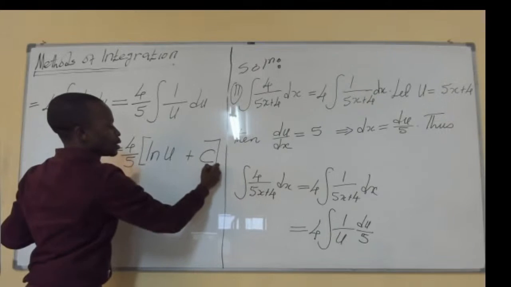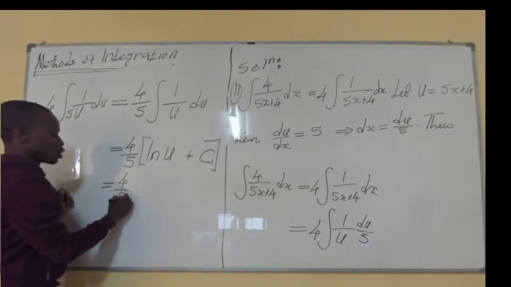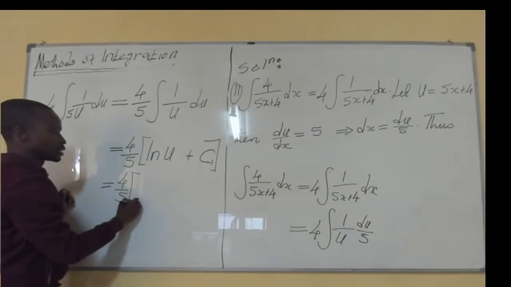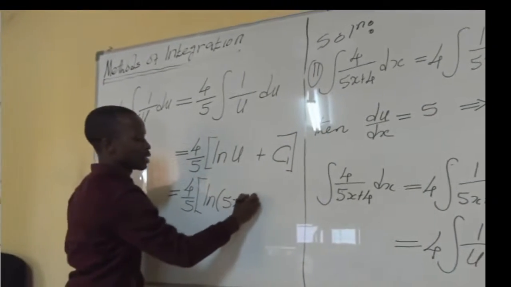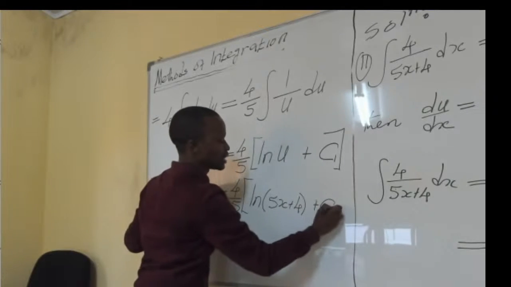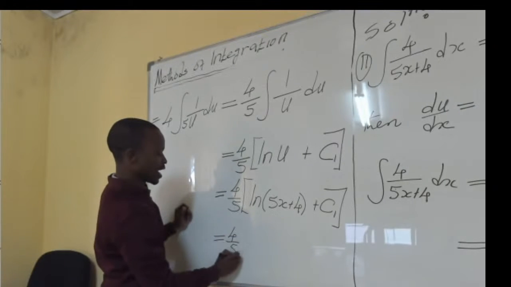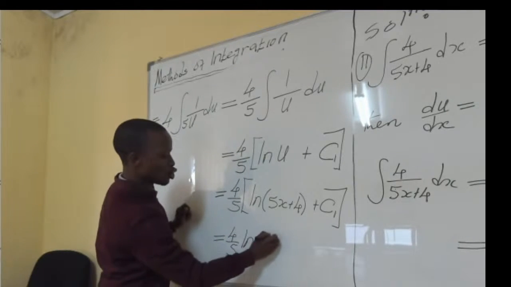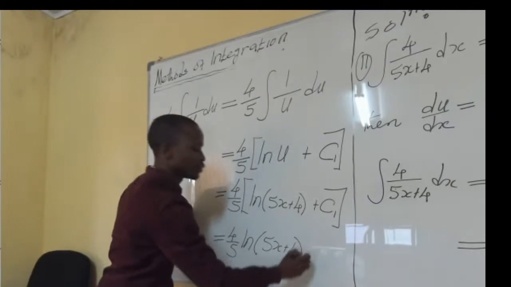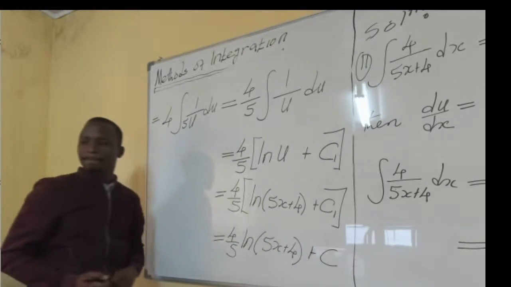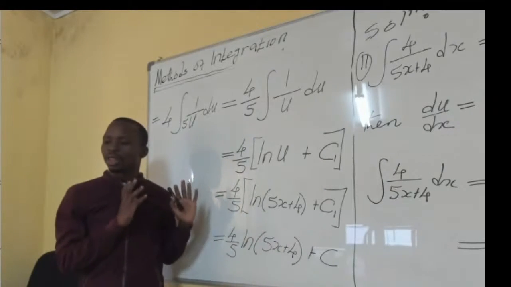Okay, let me put this to be like c1. So this is 4 over 5 times the ln u is equal to 5x plus 4, then plus c1. When you multiply through, what you get is 4 over 5 times the ln of 5x plus 4, plus 4 over 5 times c1, this will give us c. Okay, so that's the end of this question.